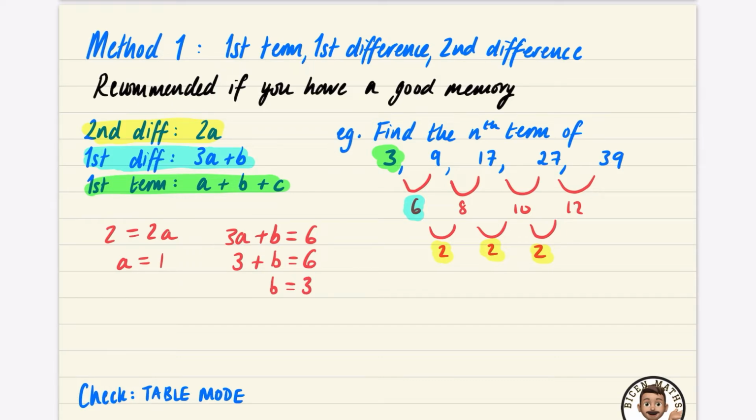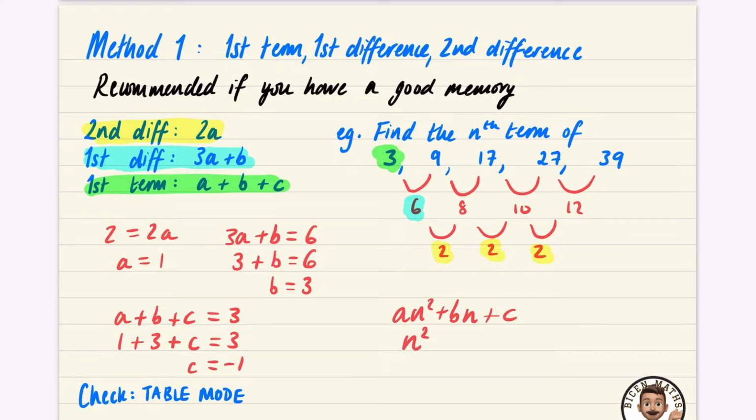And then our last one is that a plus b plus c, the first term, is equal to 3. So a is 1, b is 3, and c is, we don't know. So solving this equation, we get that c equals minus 1. So now we know for our an squared plus bn plus c, a is 1, so I can just write this. b is 3, so I can just write this. And c is minus 1. So we think this is the nth term that we've got here.